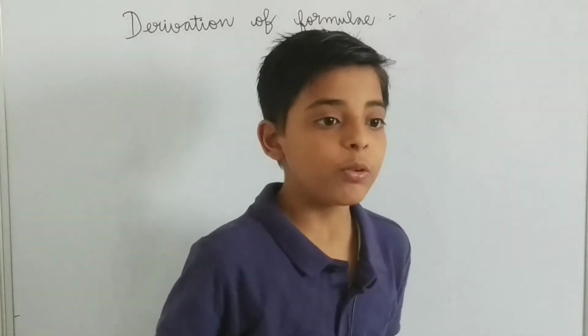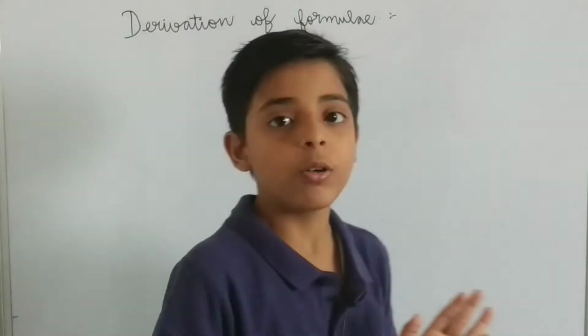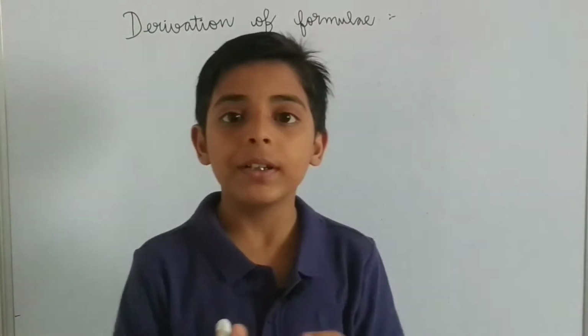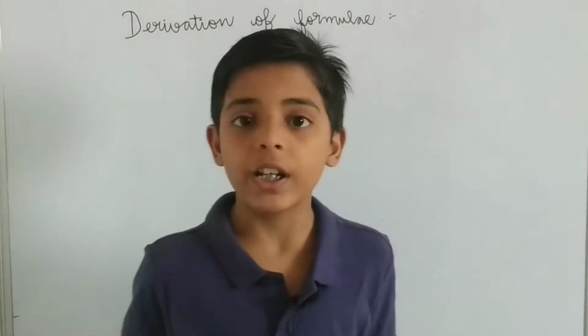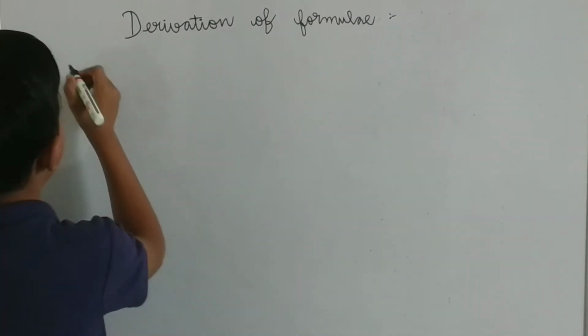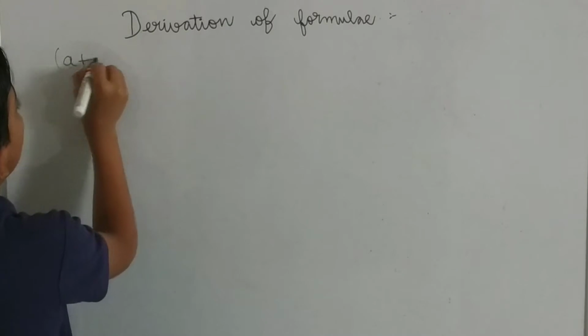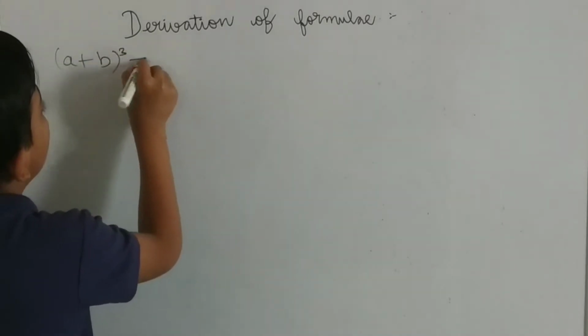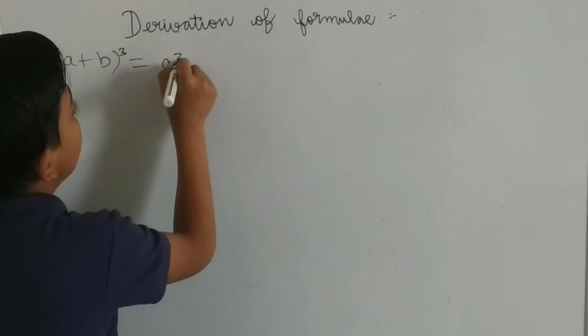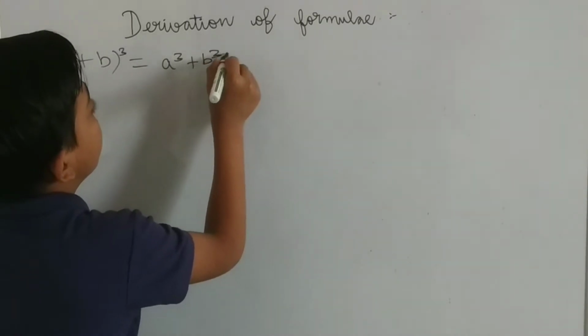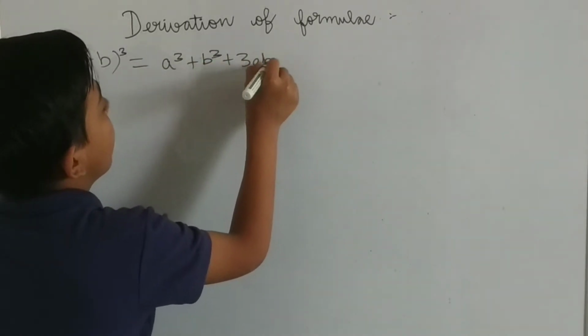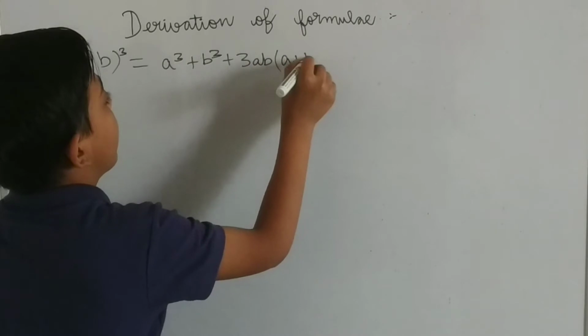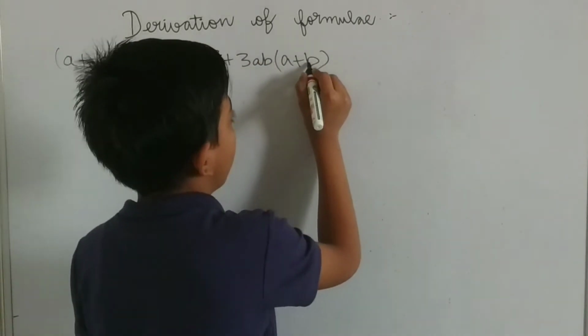Friends, today we will prove the formula of (a + b) whole cube, and that will be so much interesting. So watch this video till the end. So let's start the video. The formula is (a + b)³ = a³ + b³ + 3ab multiplied by (a + b).